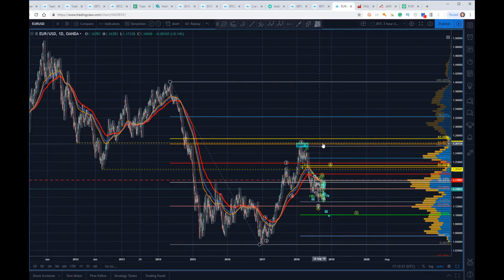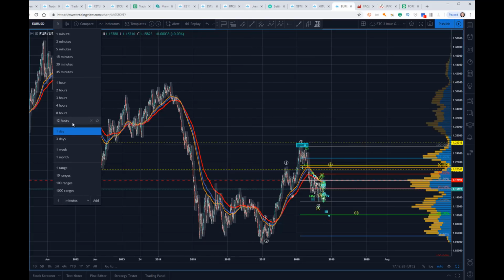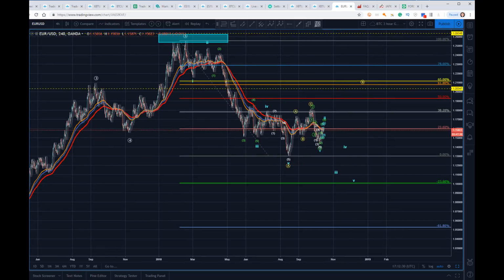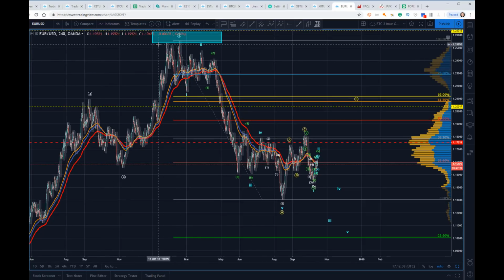So we know we have a significant level up here at our hot box. Let's go down to the 4-hour. Okay, so here's our little hot box up here that we drew.